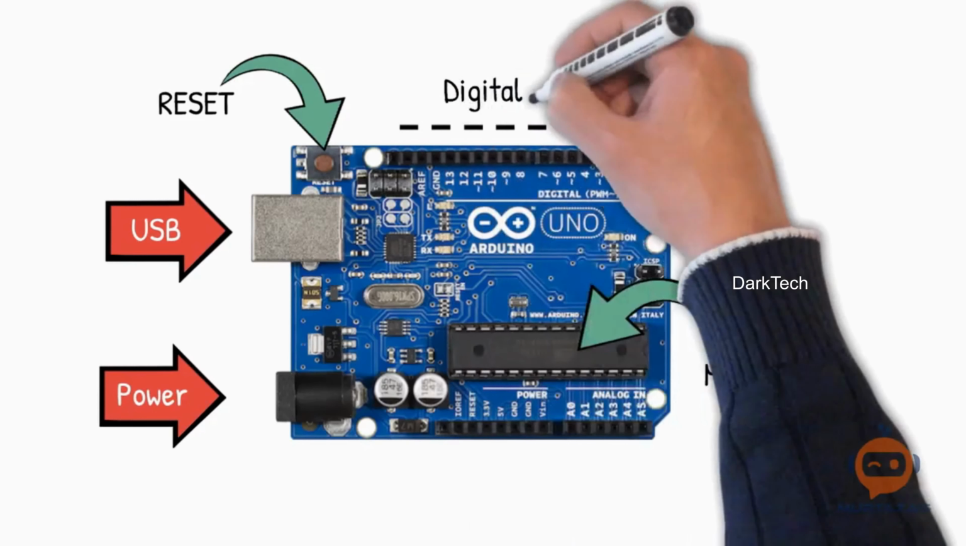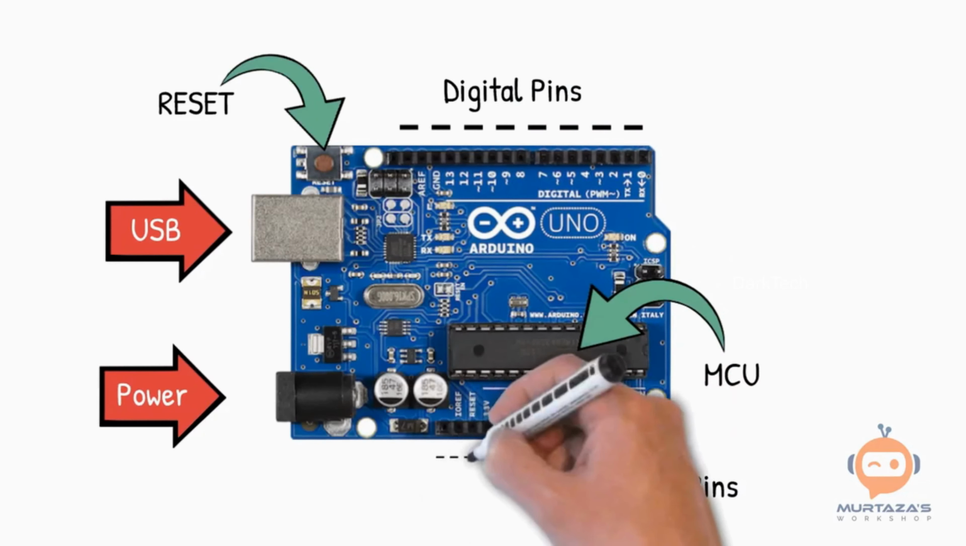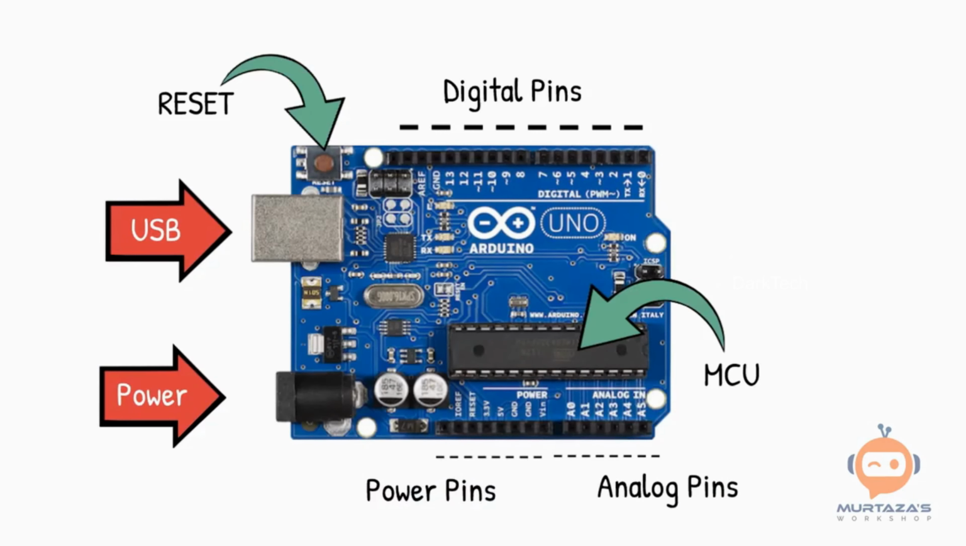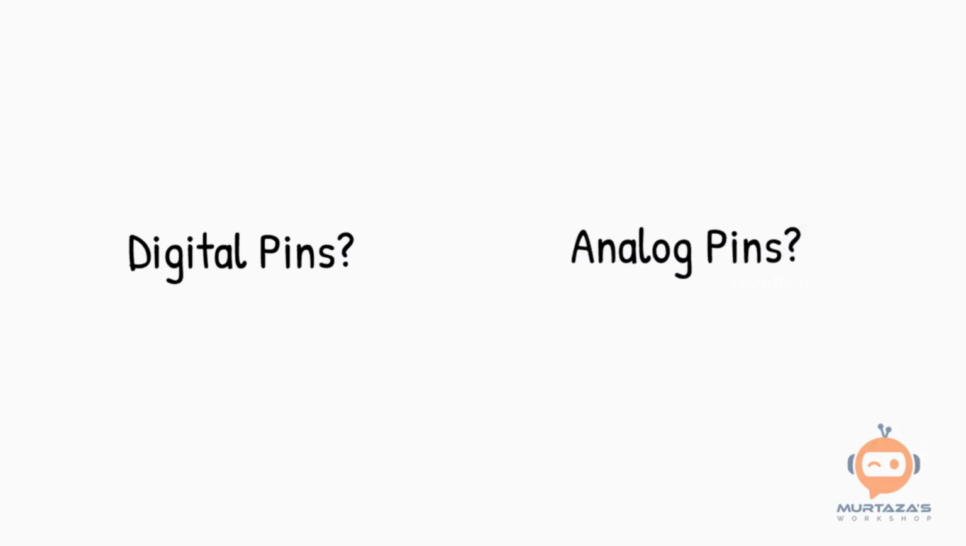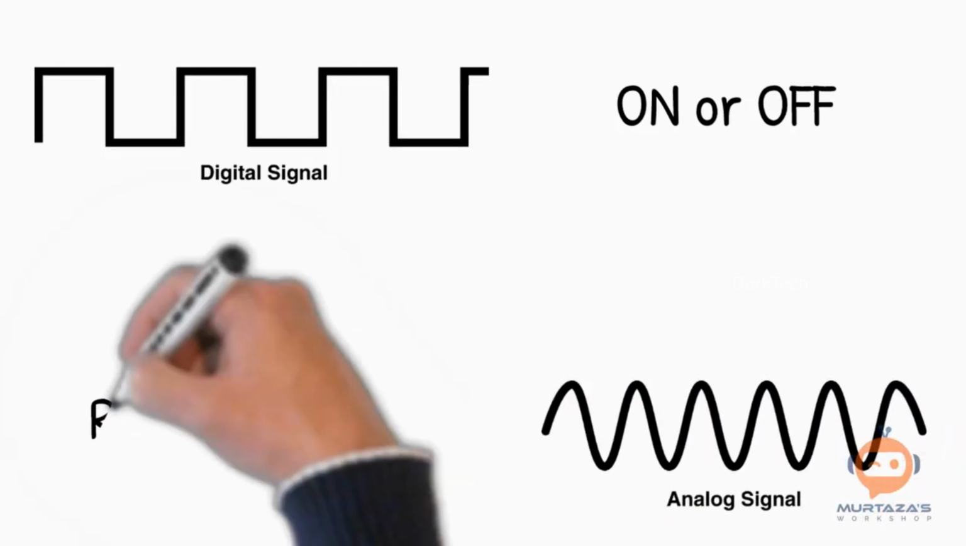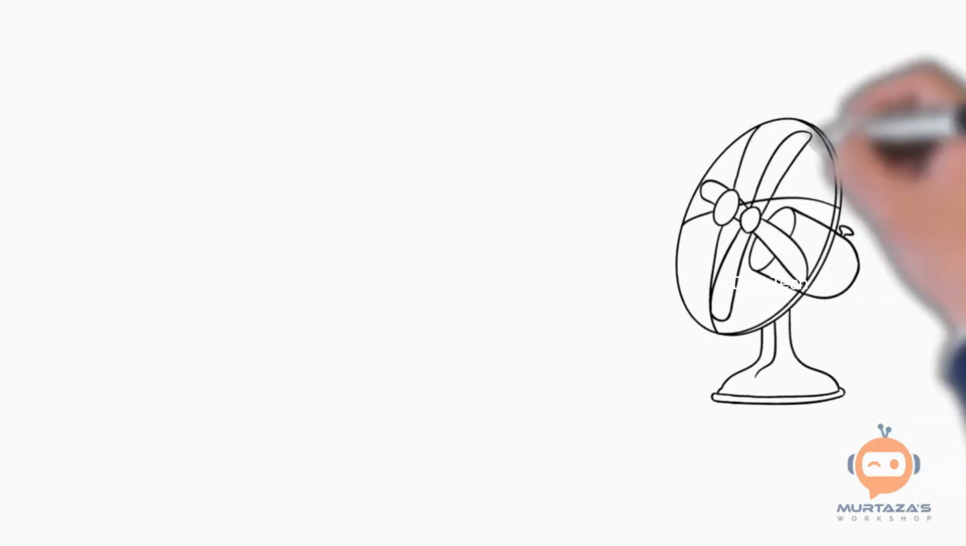We have 14 digital pins, 6 analog pins, and we also have power pins with 5 volts and ground. So what do these digital and analog pins mean? Digital signal has only 2 states, which means it can be on or off, whereas analog signal has a range of states. Let's look at an example of a fan.